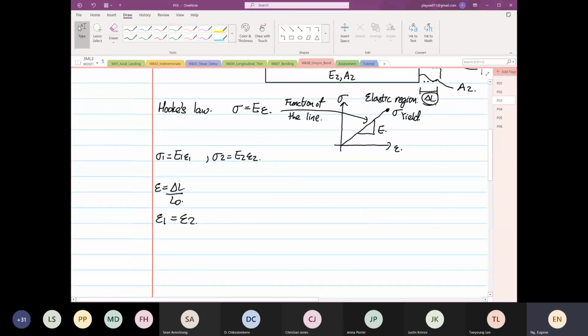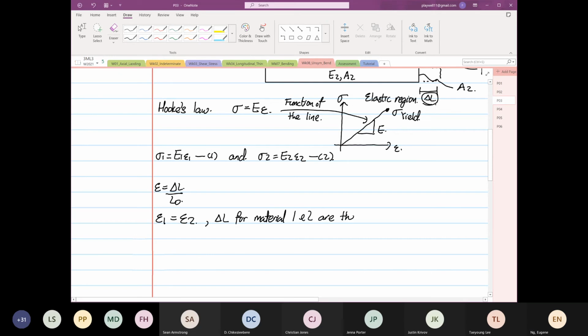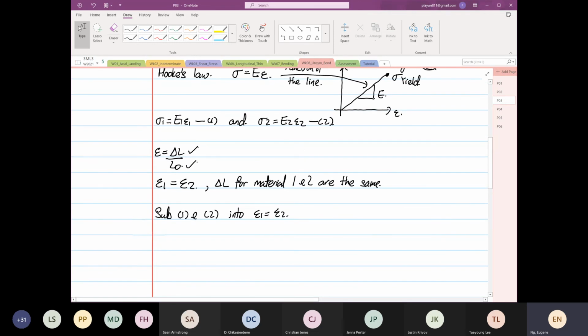I'm going to call this equation number 1, and stress 2 is equal to E2 epsilon 2, this is equation number 2. I just showed you epsilon 1 is equal to epsilon 2 because the change in length for material 1 and 2 are the same. If the original length is the same, epsilon 1 is equal to epsilon 2. So we're going to substitute equations 1 and 2 into epsilon 1 equals epsilon 2. So we have stress 1 over E1 is equal to stress 2 over E2. This is the relationship we're going to get.